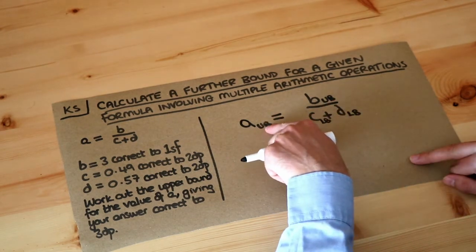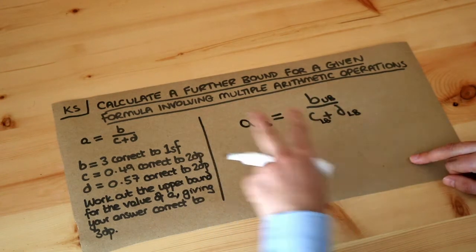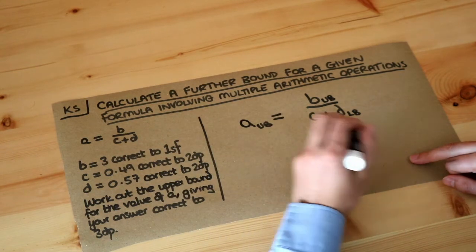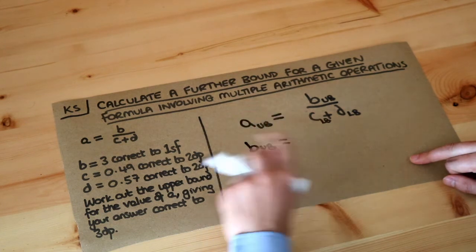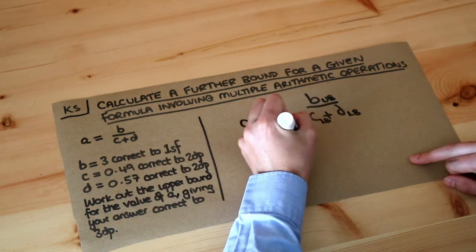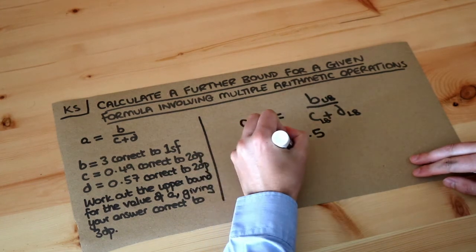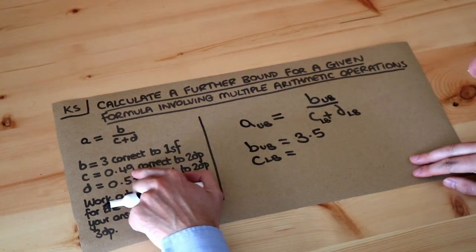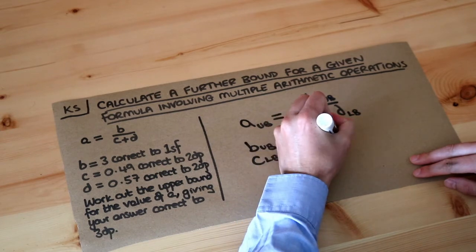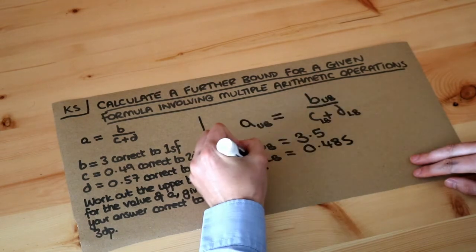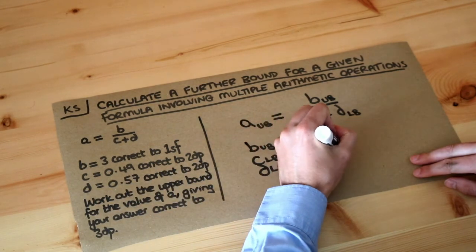So now we need to work out what is the upper bound of b, what's the lower bound of c, etc. Now I'm going to do this quickly because we explore how to find upper and lower bounds in other videos, but the upper bound of b is just going to be, well, if you just stick a 0.5 on the end, it's going to be 3.5. We want the lower bound of c. Now remember, the trick to get the lower bound, if you're rounding to a certain number of decimal places, is you reduce the last digit by 1 and shove a 5 on the end. And then the lower bound of d, again, reduce the last digit by 1, shove a 5 on the end.